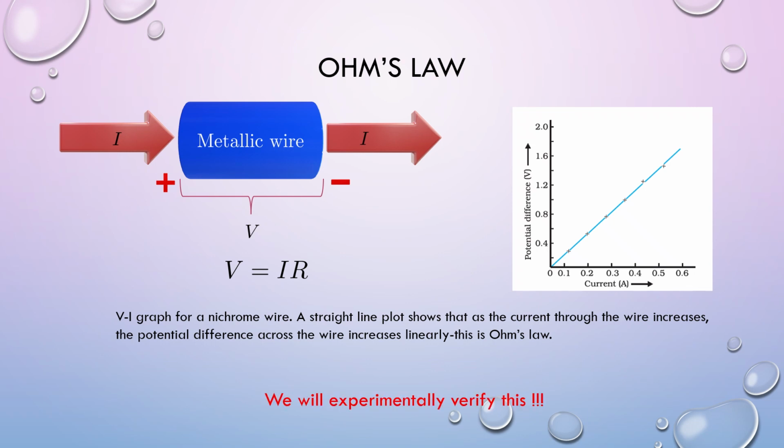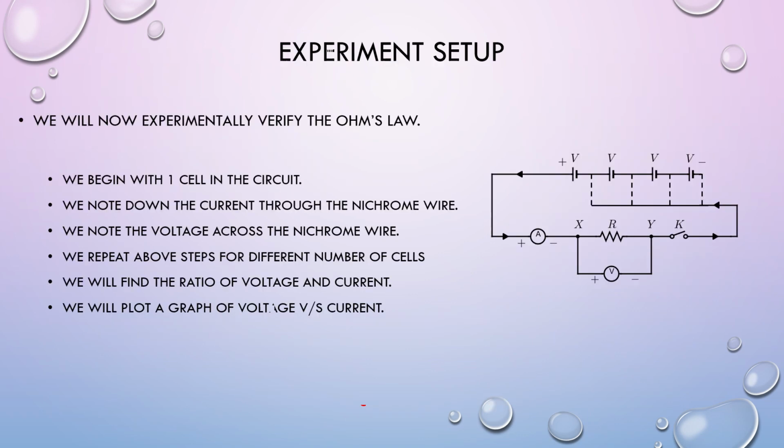In this experiment, we are going to verify this Ohm's law. So how do we do the experiment? We consider a setup like this. This is the circuit diagram. We essentially change the number of batteries here, and we measure the current flowing through this wire and the potential difference across this wire for different numbers of batteries.